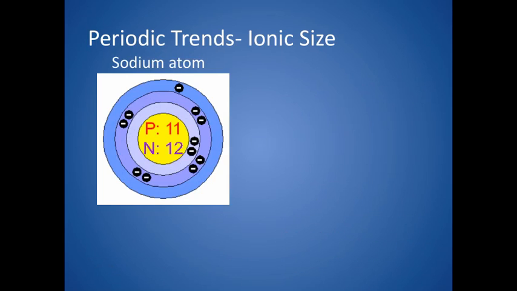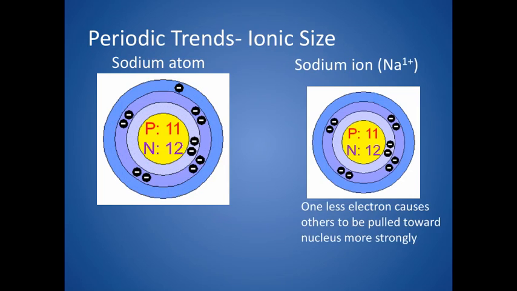Looking to periodic trends for cations, or positive ions, you've got a sodium atom with 11 protons and 11 electrons, and then you've got the sodium ion. Now a cation is positively charged, so you've only got 10 electrons here. So in this case now, it's the opposite. You've got 11 protons versus 10 electrons.